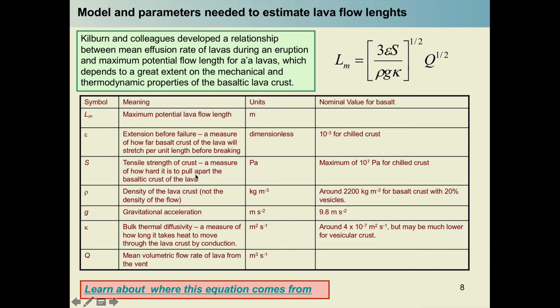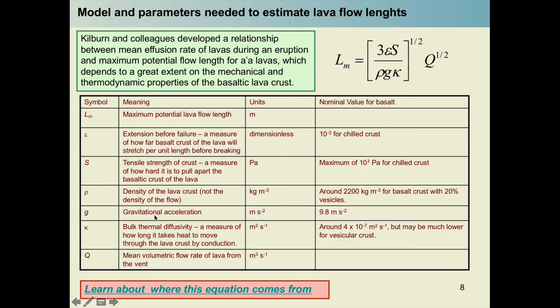It's a measure of how hard it is to actually pull apart the basaltic crust of the lava before it breaks. It's given in units of Pascal, and it's got a maximum of 10 to the 7th Pascal for a chilled crust. That's actually kind of a lot. Rho is density of the lava crust, not the flow, so it's just the crust in kilograms per cubic meter. So this is around 2,200 kilograms per cubic meter for basaltic lava flow crust with 20% vesicles.